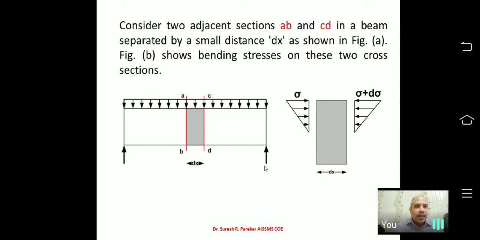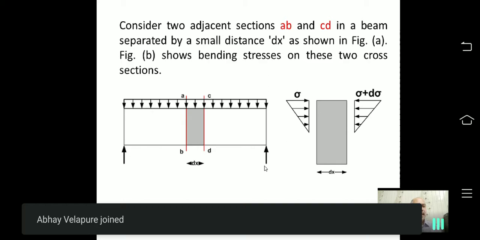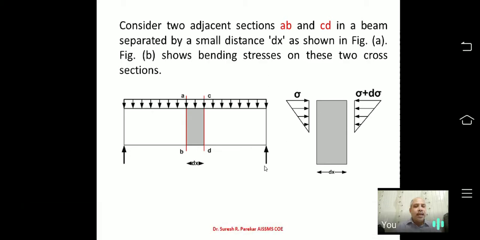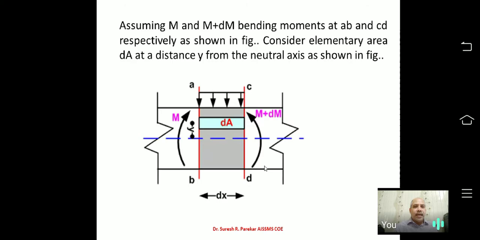Now you can see figure B, which shows bending stresses on these two cross sections, that is on AB we have sigma and on CD we have sigma plus d sigma, that is an increase. Why is that an increase? So we are considering bending moment at CD is greater than bending moment at AB, and as bending moment at CD is greater, so automatically my value of sigma is greater. So that is mentioned over here.